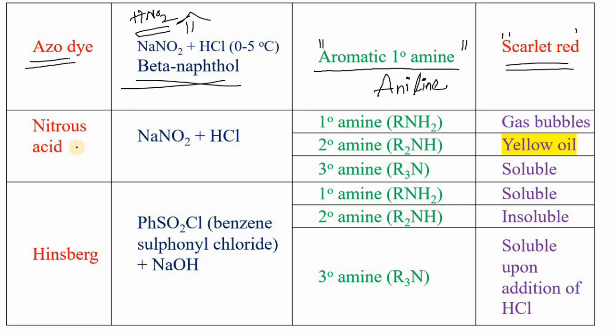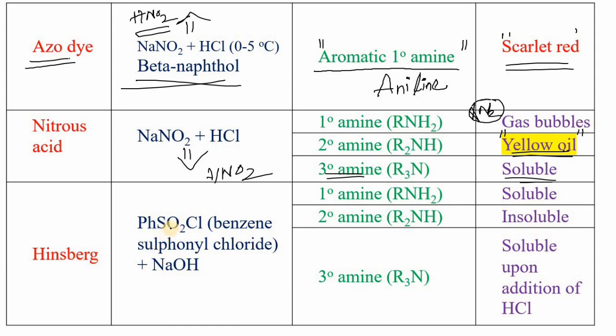Nitrous acid test. This is used for distinguishing primary, secondary, and tertiary amines. The reagent is NaNO2 plus HCl. This one forms HNO2, nitrous acid. When you treat with nitrous acid, the primary aliphatic amines form N2 gas. There is a bubbling of gas. In case of secondary amines, there is a formation of yellow oil. And tertiary amines are soluble in nitrous acid.